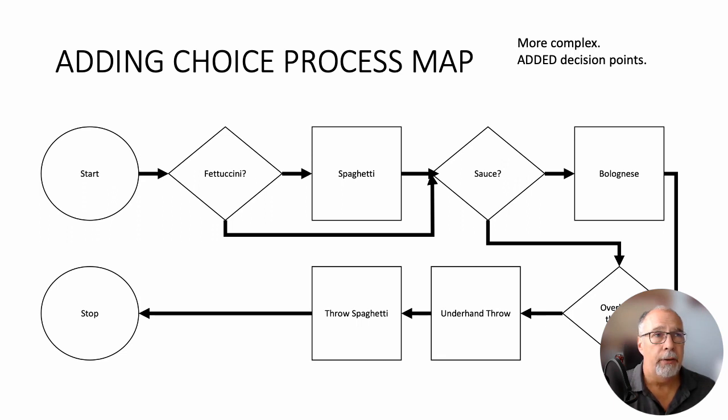If it's yes, then it would bypass spaghetti. You've already made the choice. You're going to throw fettuccine, not spaghetti. So you bypass that and you go to the next choice, which is sauce. Are we going to add sauce, yes or no? If we add sauce, that's a yes, and it goes to the bolognese. If we're not going to add sauce, then it goes to choosing, this actually says overhand throw. If we do the overhand throw, then we would bypass the underhand throw and go to throw the spaghetti as the final step. If we choose not to do the overhand throw and instead choose to do an underhand throw, then we go to the next step, which is throw spaghetti, and then we stop.